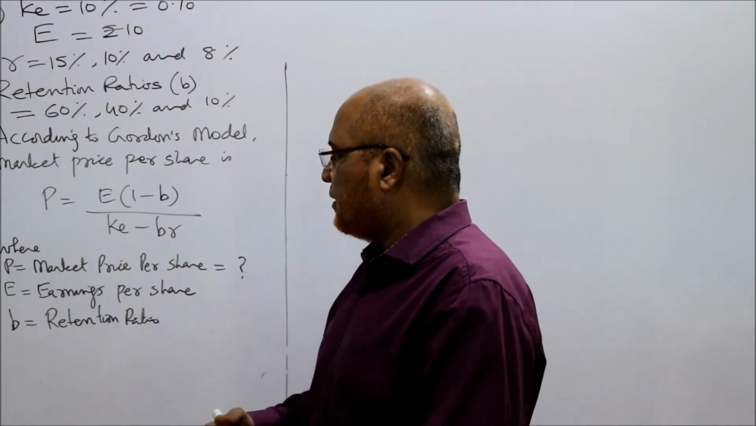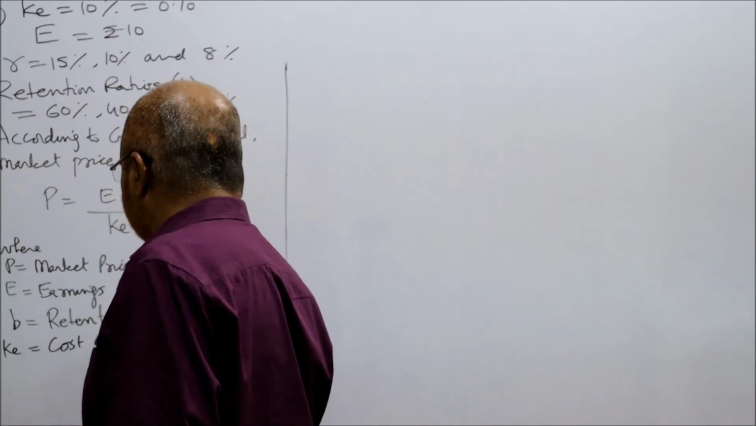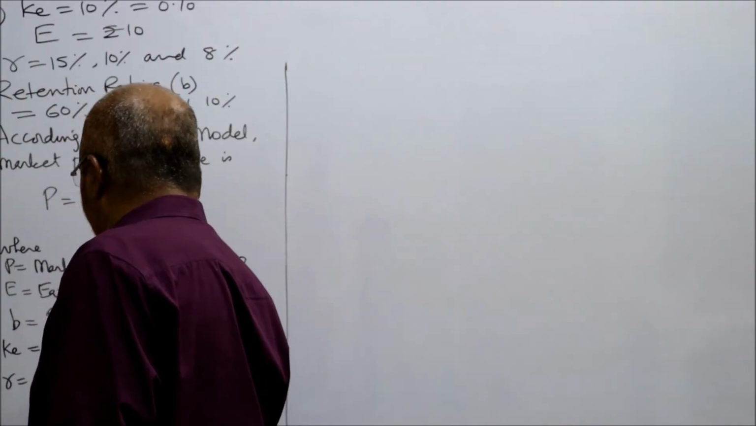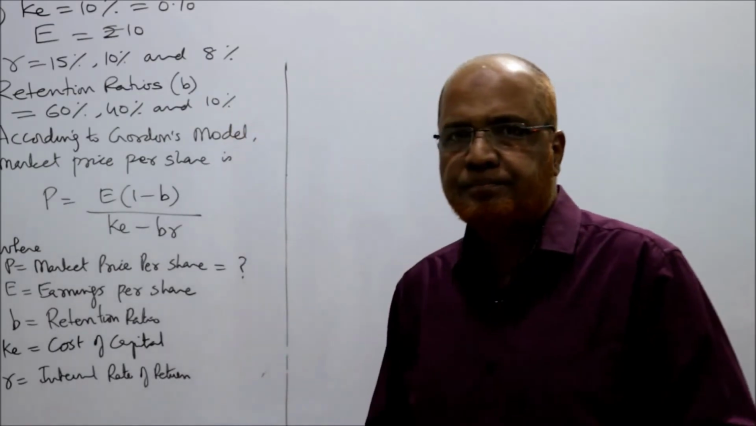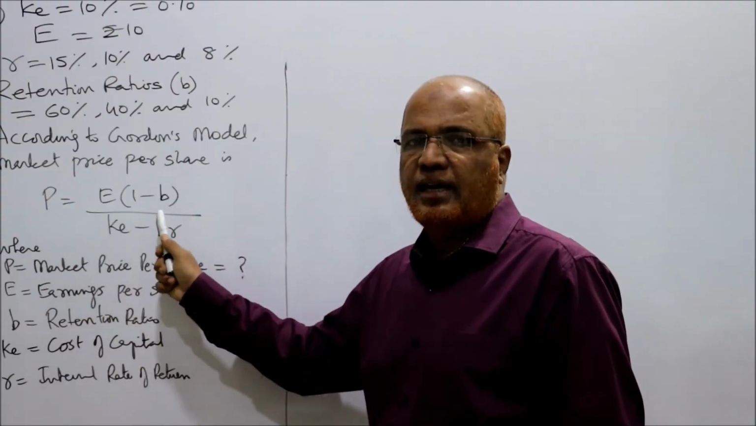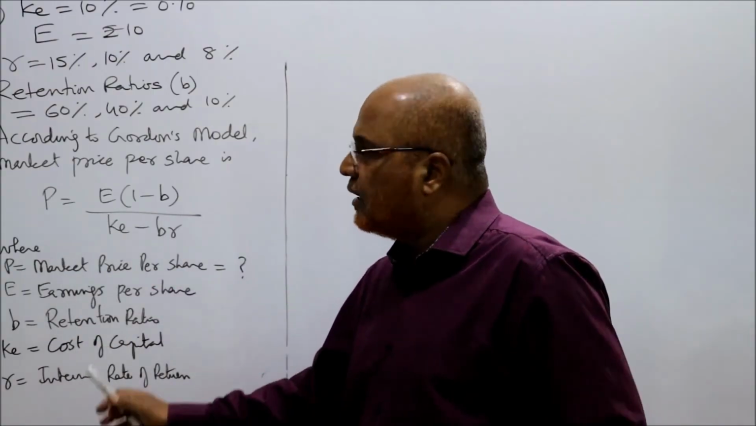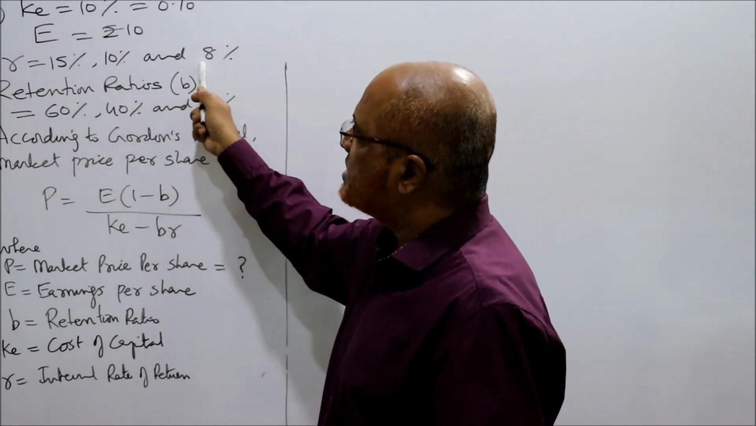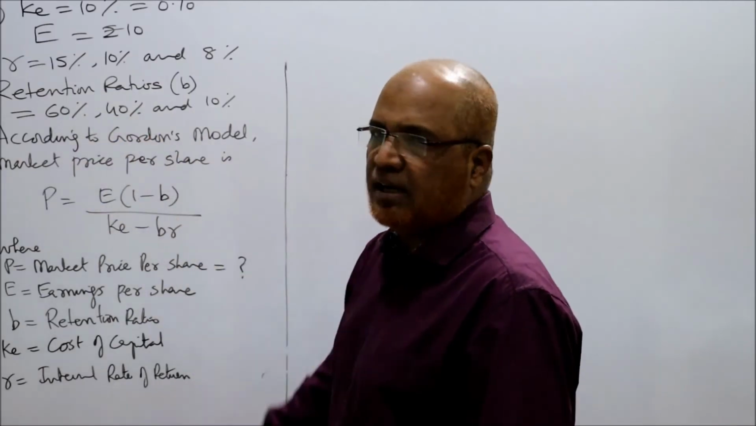Then KE is equal to cost of capital, and R is equal to internal rate of return. That's it. First time we are applying the formula for Gordon. So Gordon's model, market price per share is equal to E into 1 minus B divided by KE minus BR. Now we are required to calculate the market price per share when the internal rate of returns are 15%, 10%, 8%, and the retention ratios are 60, 40 and 10.